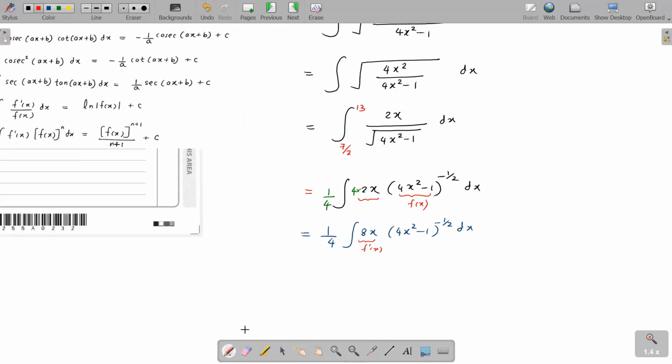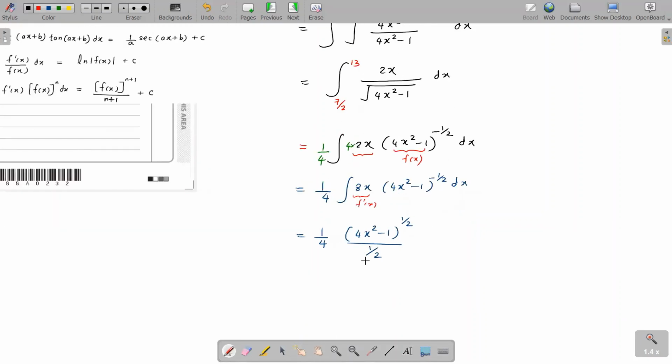So time to integrate 1 over 4 and then go with the rule f(x) to the power n plus 1. 4x square minus 1 to the power n plus 1, minus half plus 1 is half. Divide by half. No, we don't need to put the plus c. We have the limits. Shall we first simplify? 1 over 4 divided by 1 over 2 is 1 over 2.